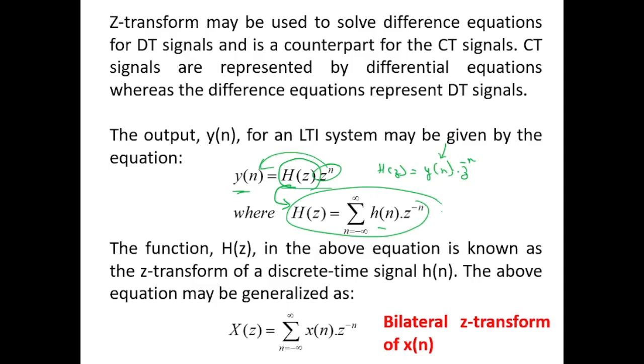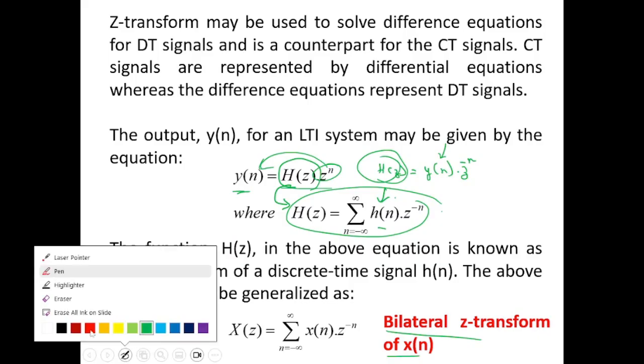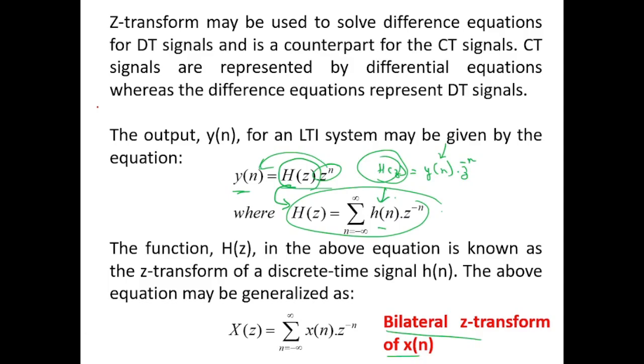Y of n is the output, but for the impulse response, H of z is basically the impulse response in the z domain. So it is h of n multiplied by z to the power minus n. This is regarded as the bilateral z transform. But what does this indicate? Suppose you are given h of n, which is the impulse response of a system.